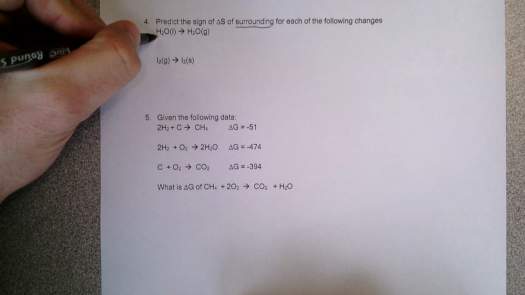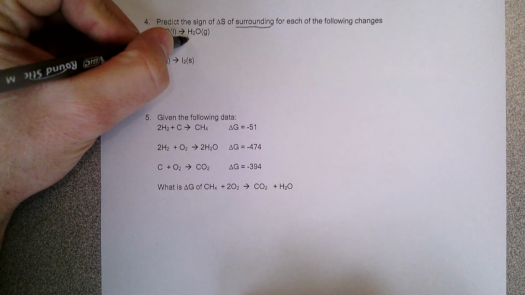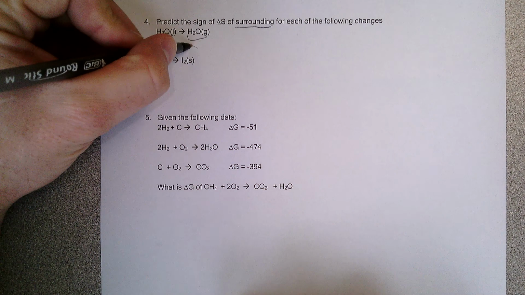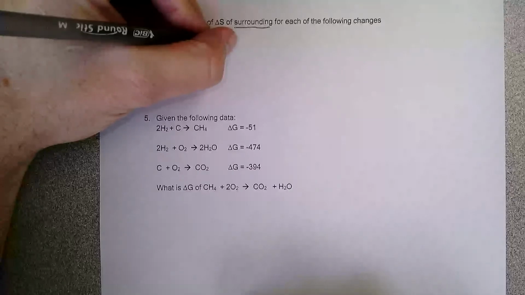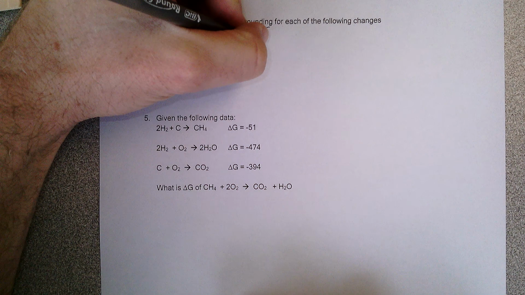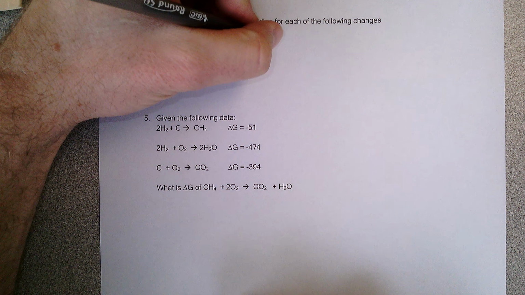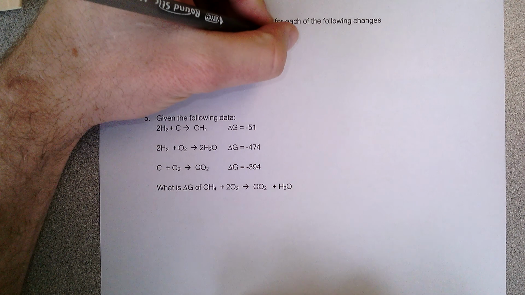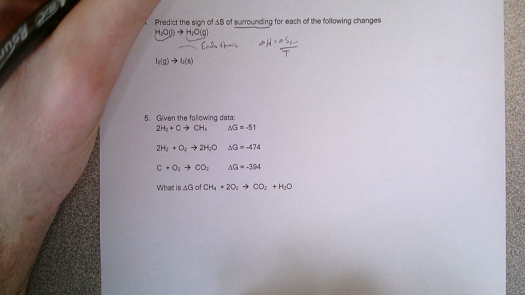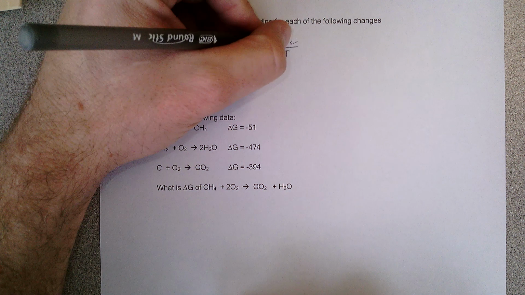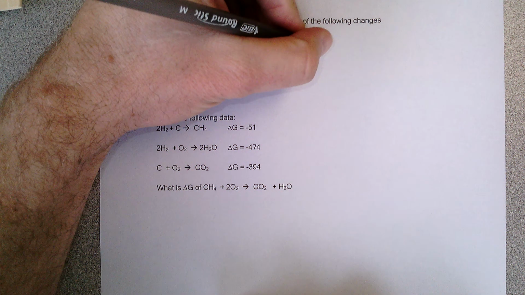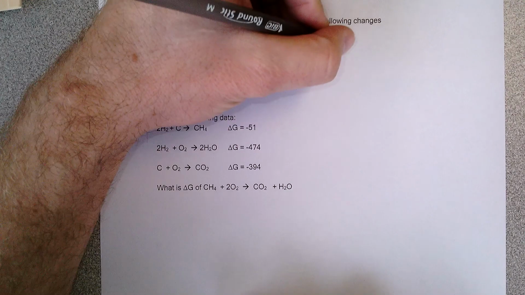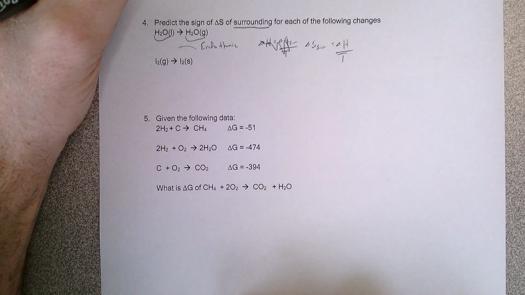So let's go through these guys. Water liquid going to water gas. Well, I'm going to have to kick heat into this. This is endothermic. And we do have our delta H equals delta S of the surroundings divided by T. Nope, I flipped that around. It is delta S of the surroundings equals negative delta H divided by T. Yeah, I said that backwards the first time. Sorry.